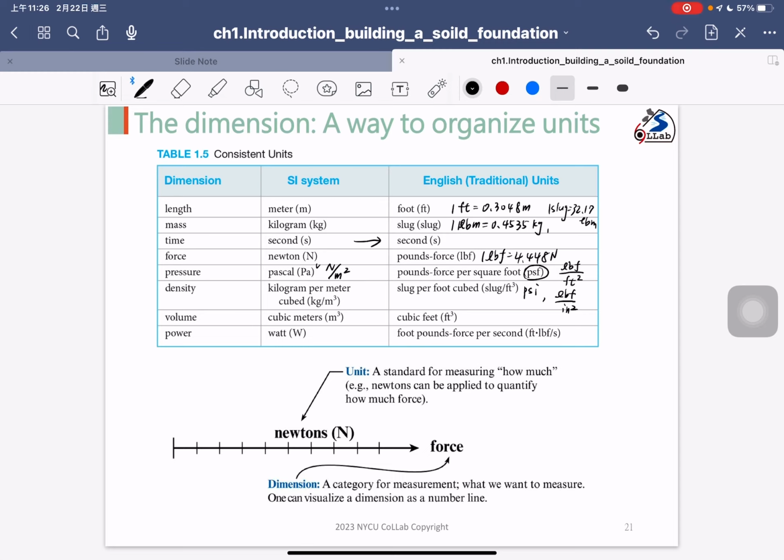Okay, and the density we don't need to worry about, because I know the density is kg per meter cubic. And here I will use slug per ft cubic. Also, that's a difference. And the volume uses meter cubic, but here we use ft cubic. And the watts here, we can change to ft pound force per second.